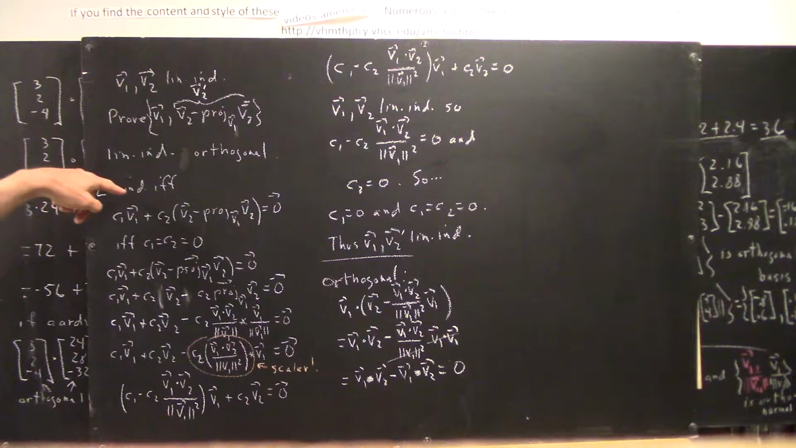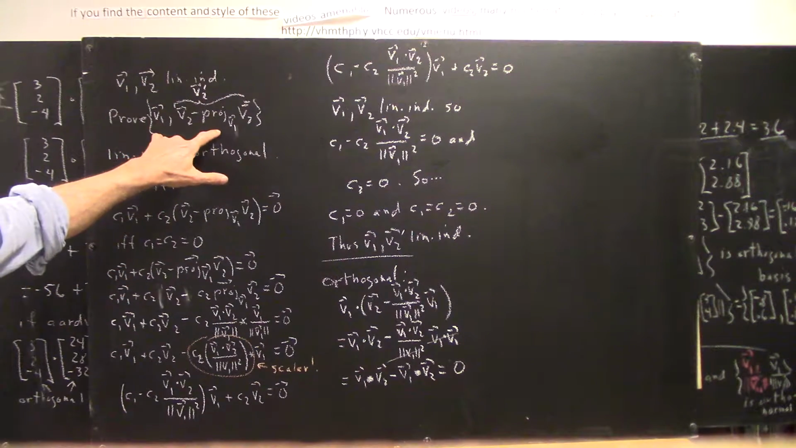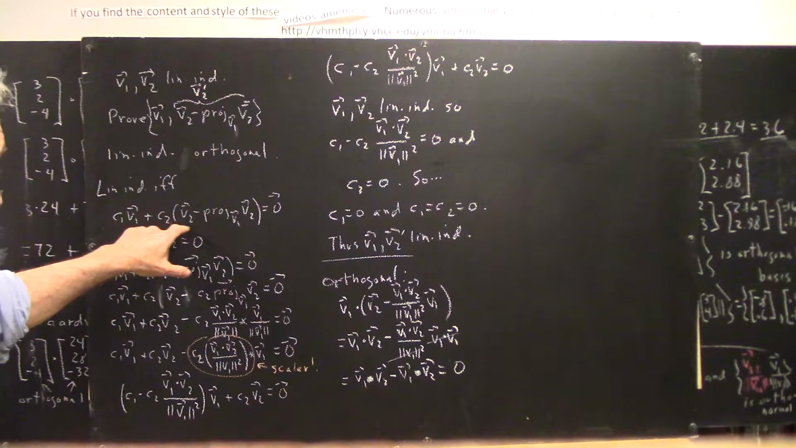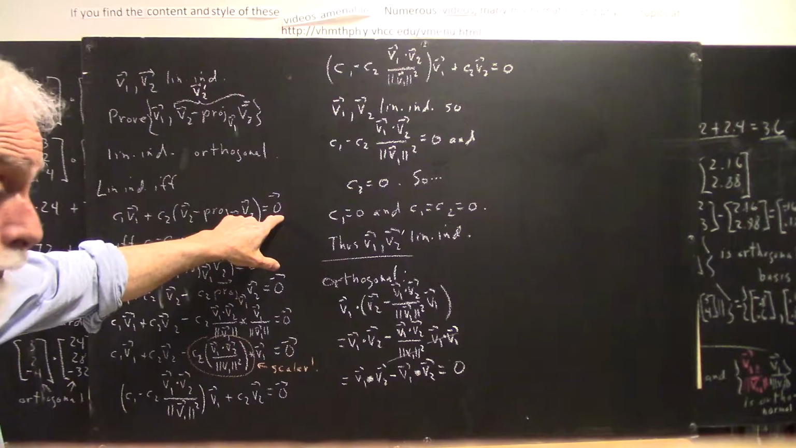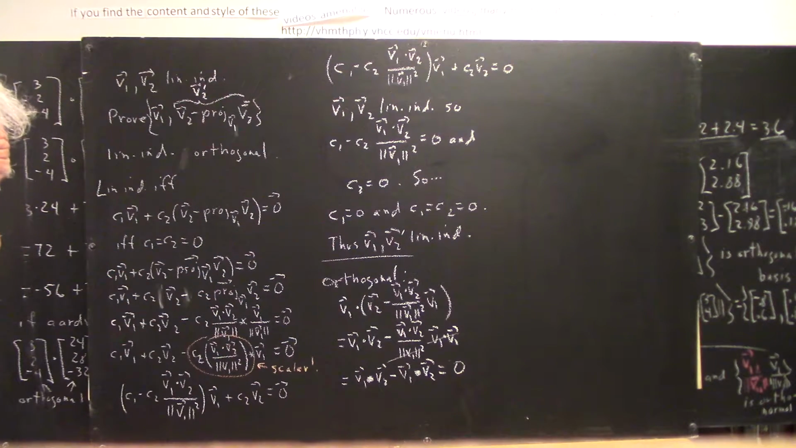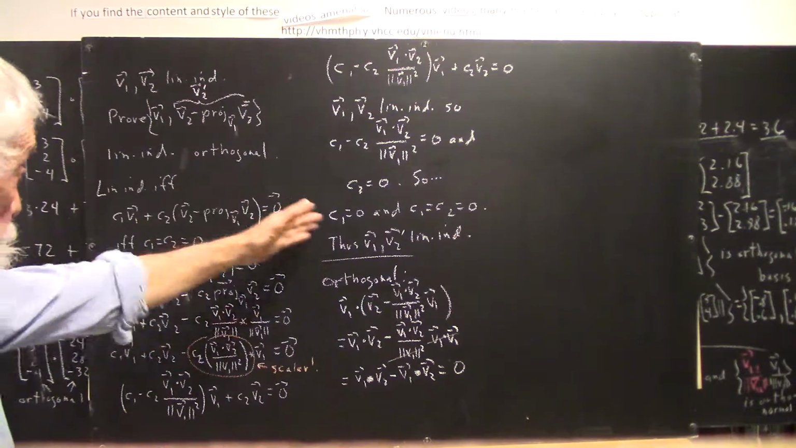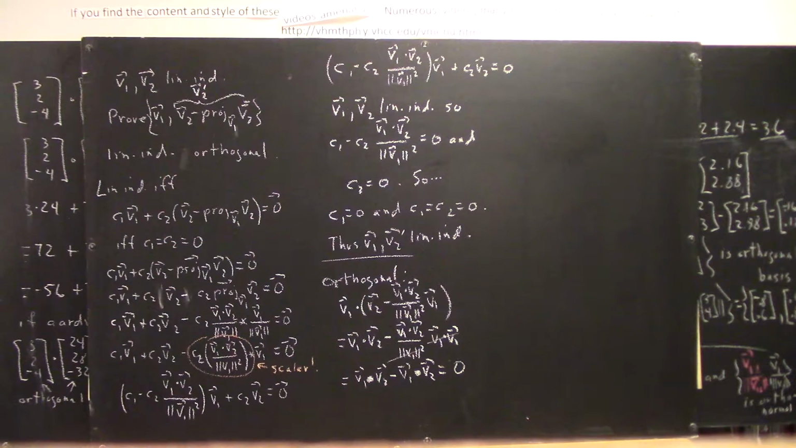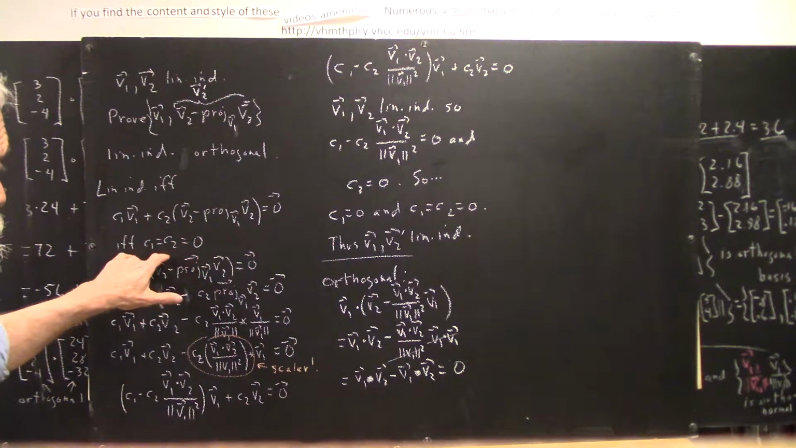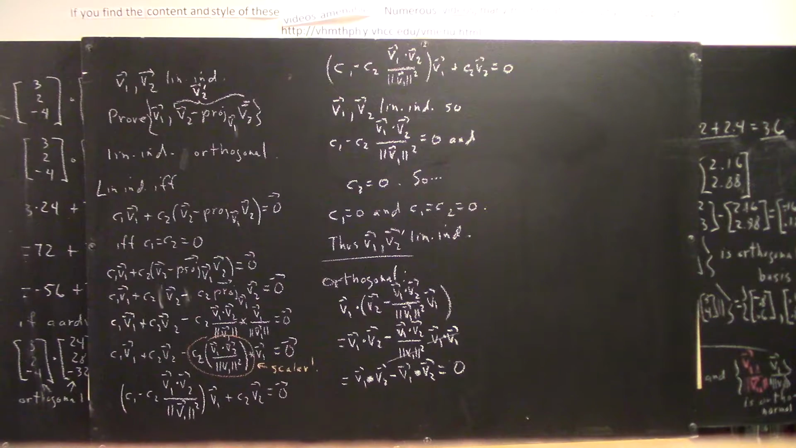Now these vectors are linearly independent. That is, these two vectors are linearly independent if and only if C1 V1 plus C2 times V2 minus the projection is equal to 0 when C1 equals C2 equals 0, and only when C1 equals C2 equals 0. Now clearly if C1 and C2 are both 0, this is going to give you the 0 vector. But the question is, does this condition ensure that C1 and C2 are both 0?